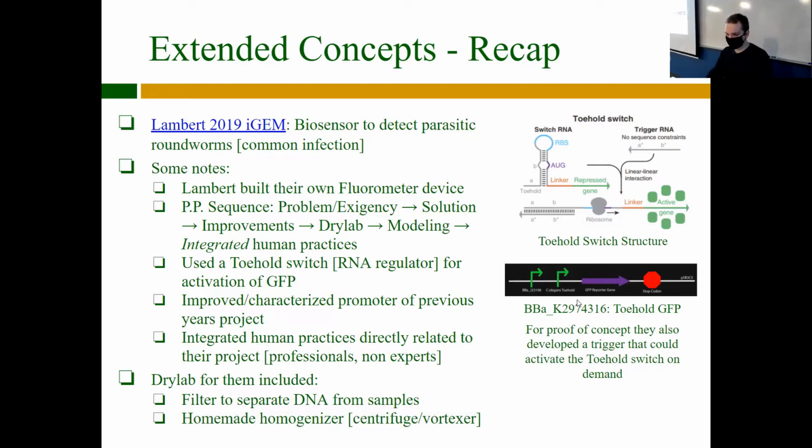This is the part that they used. As you can see, it's not very complicated. You have your toehold, your promoter, then your GFP reporter protein, and then your stop codon. So this part of the system is not that complicated, and it's something you can typically expect from a high school team, which is what this team was.